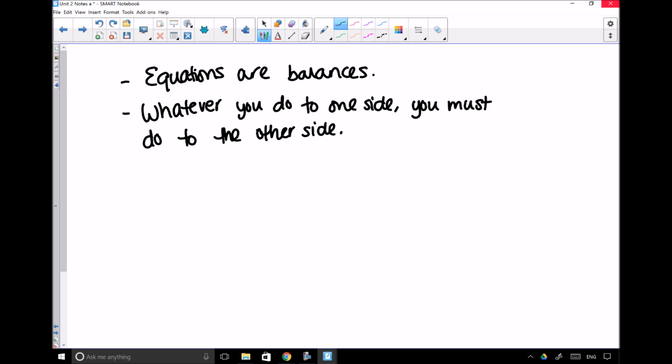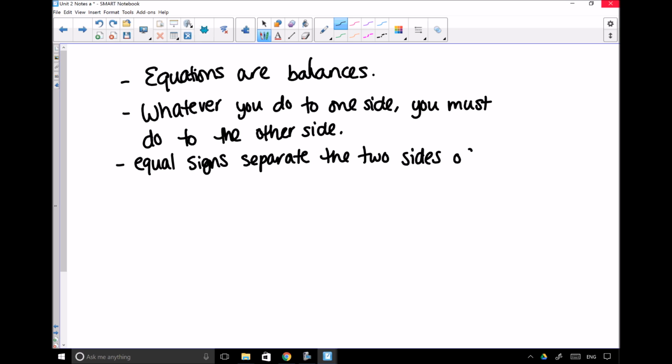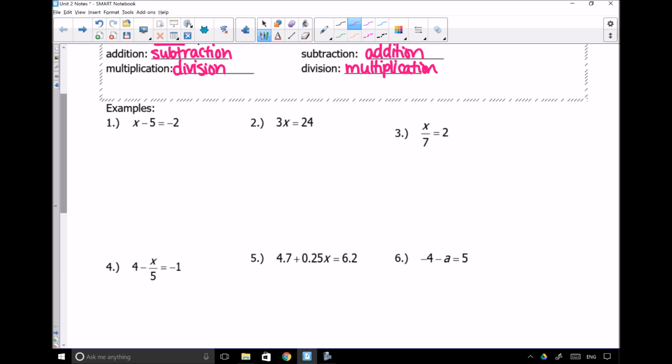Okay, and I also want you guys to write down and just find a spot to squeeze this in your notes. It doesn't matter where you write it in your notes, but I'm going to check to make sure that you have this. You need to also write down that equal signs separate the two sides of your equation, okay? And all of this stuff will make sense once we actually get into our different examples. Now let's take a look at some examples.